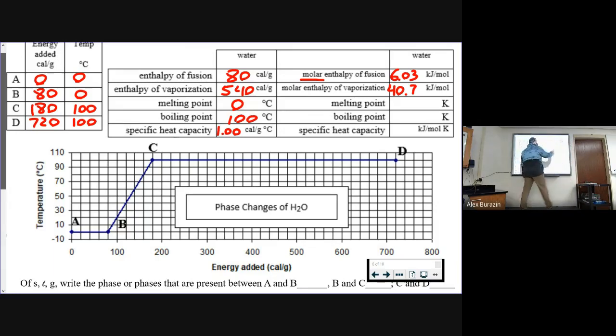So if it's 0 Celsius, it's 273 Kelvin. If it's 100 Celsius, it's 373 Kelvin. That's easy. I'm not going to make you write that one out.